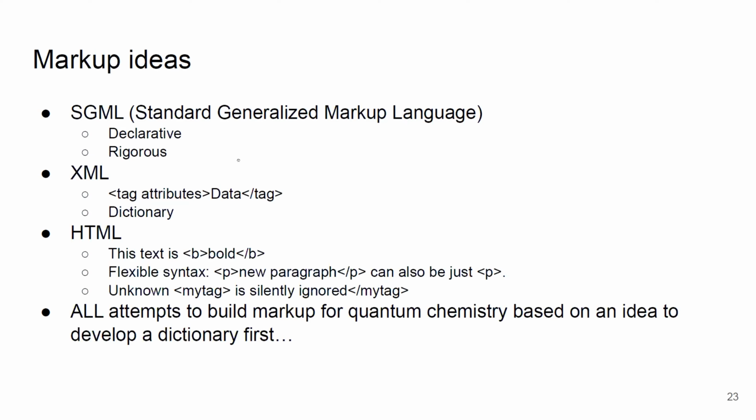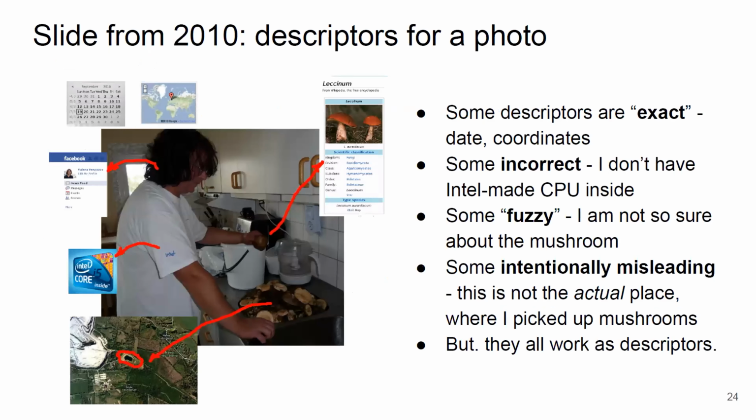But there is an alternative, which you, of course, know quite well. It's HTML. You have similar-looking tags, but there is no dictionary. And if something is misunderstood by your browser, it simply goes on and does something. So all attempts to build a markup language for quantum chemistry are based on XML ideas. So everything should be defined. But I was thinking that we can do something completely different.